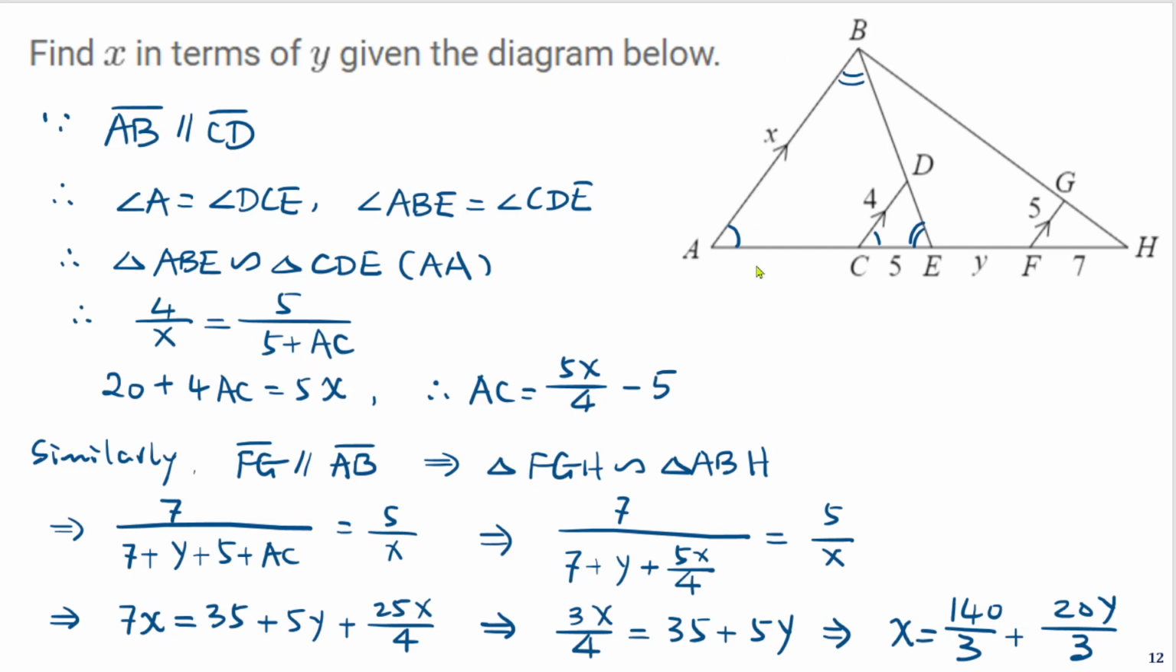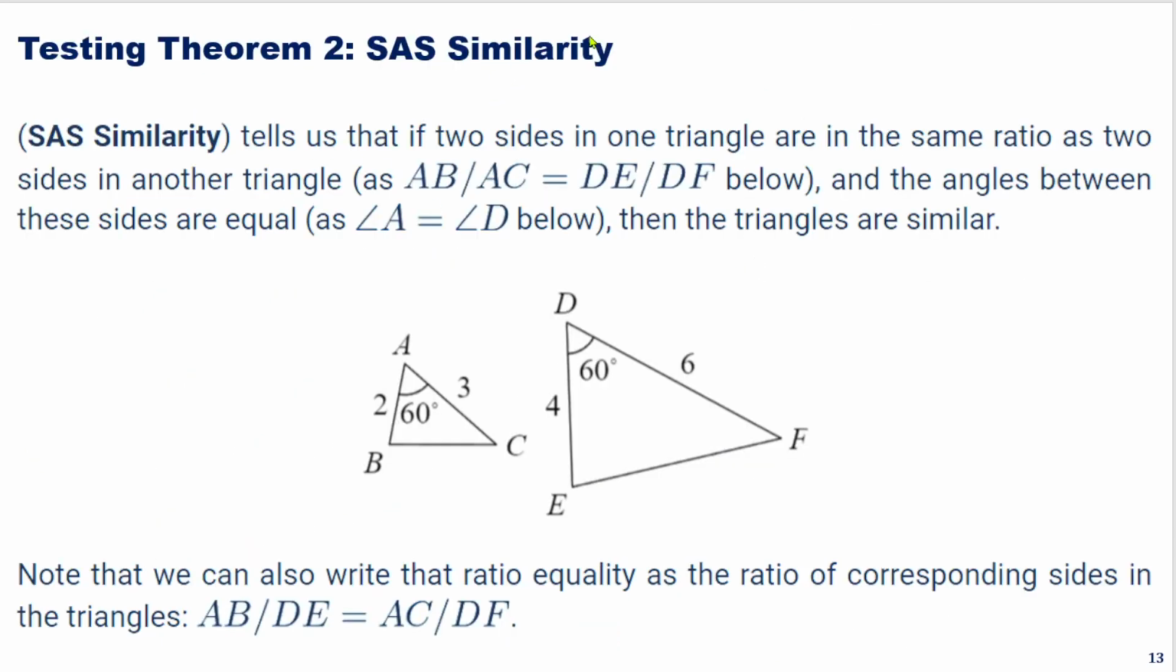Okay, let's see the next question then. Next we'll talk about the second theorem we can use to determine similarity, which is called SAS. This statement tells us that if two sides in one triangle are in the same ratio as two sides in another triangle, for example, in the diagram below, if you have AB over AC equals DE over DF, and the angles between these sides are also equal, as angle A equals angle D below, then the triangles are similar.